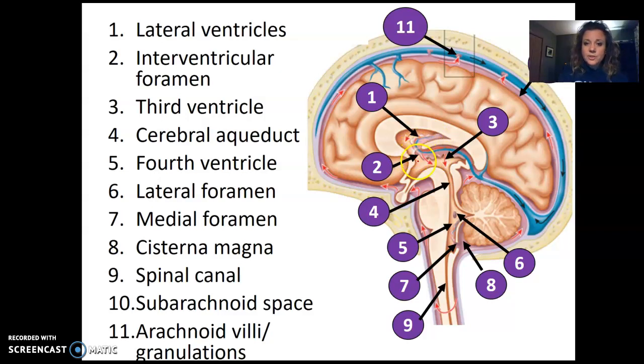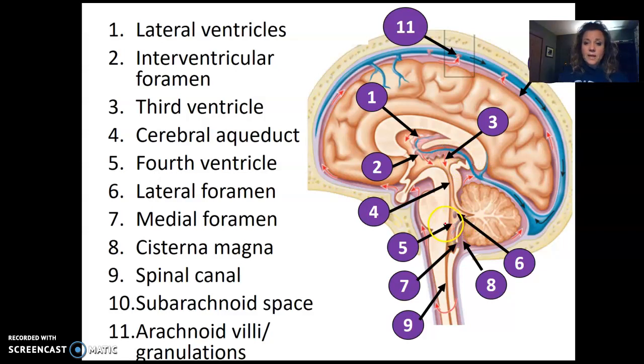Number two is showing us the interventricular foramen. And so recall that this is a hole that's going to connect the two ventricles, the one on the left with the one on the right. Number three is the third ventricle. Number four is the cerebral aqueduct. And I think that here you get a better feel for how the cerebral aqueduct is connecting the third ventricle with the fourth ventricle, which is labeled here at number five.